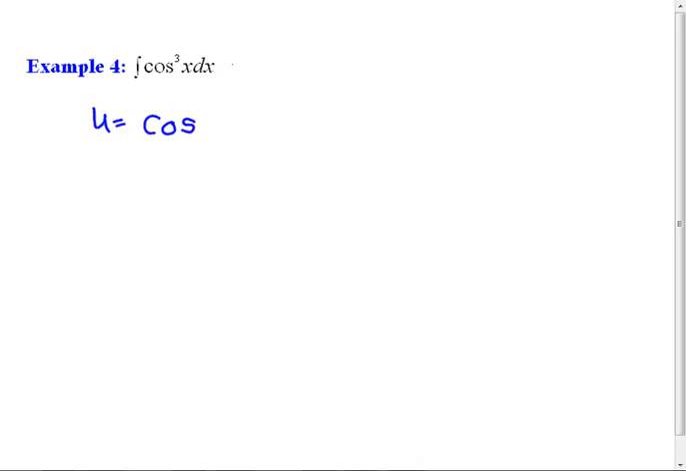Then what is du? There's the problem. Well, I can do that, but I'm going to have a sign in there. What do you want to do? We can, but then you're going to end up with u cubed, and dx is du divided by negative sine of x. What's the problem with that?